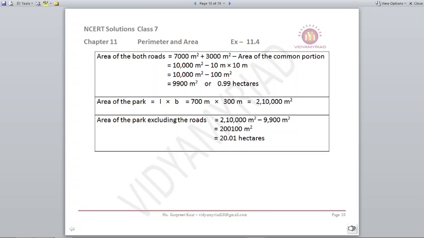Now area of the park is length into breadth, that is 700 into 300, which is 2,10,000 meters square. We need to find out the area of the park excluding the roads. Now we know the area of the roads, we know the area of the park, just subtract them, you will get the remaining part which is excluding the roads, that comes out to be 20.01 hectares.